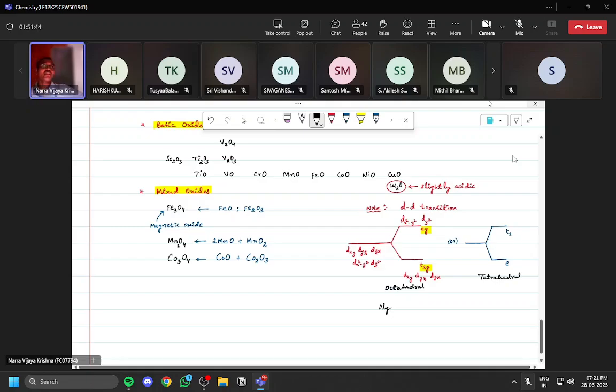Here we call it as d-d transition. So if you have unpaired electrons in d orbitals, they exhibit color due to d-d transition. If you have unpaired electrons in f orbitals, then also they exhibit color due to f-f transition. So similarly, f-f transition.